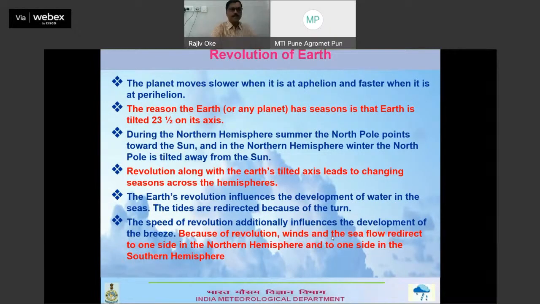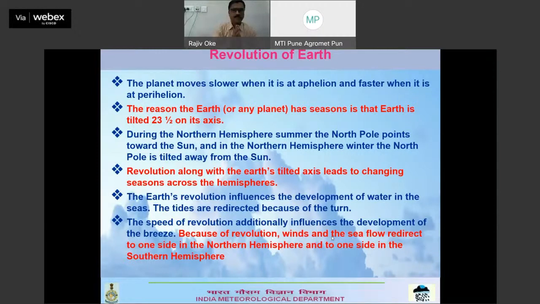The reason the Earth or any planet has seasons is that the Earth is tilted at 23.5 degrees on its axis. It is because of the tilting of the Earth on its axis that we get different types of seasons. Revolution along with the Earth's tilted axis leads to changing seasons across the hemispheres.